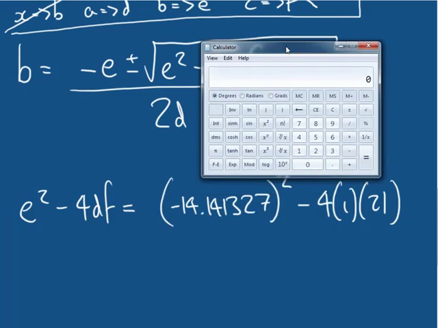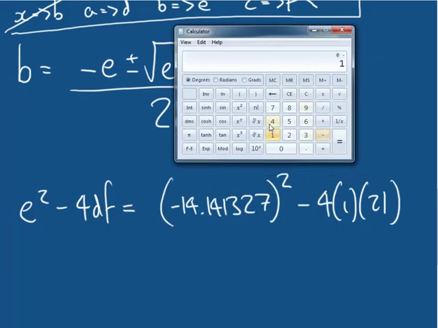Fantastic. So we've got minus 14.141327, and I want to square that. That gives us about 199.977. I need to subtract from that value 4 times 1 times 21. 4 times 21 is 84, so I'm subtracting 84 from that value. That's going to give me 115.9771.